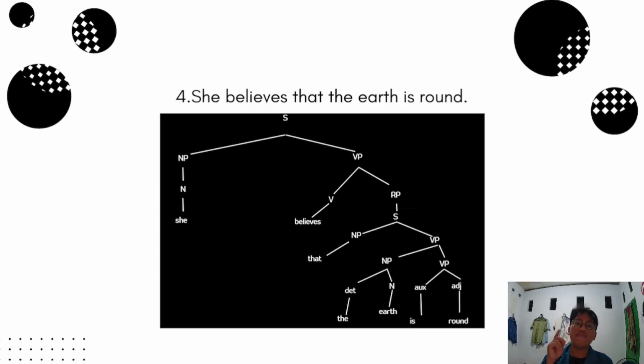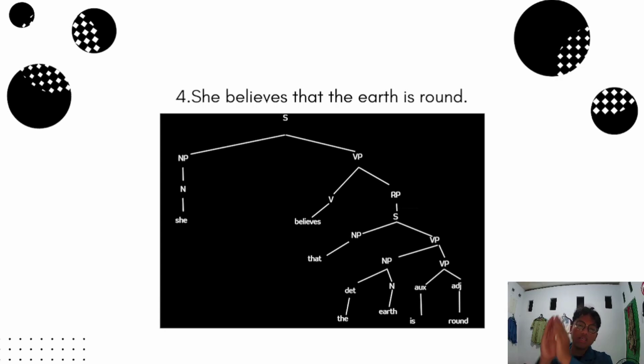Fourth: she believed that the earth is round. The sentence has two lines, NP and VP, noun phrase and verb phrase. In the noun phrase, there is a noun and the word is she. In the verb phrase, we have more lines. The first is the verb believed, because there is an s. In the verb phrase, there is also a clause.